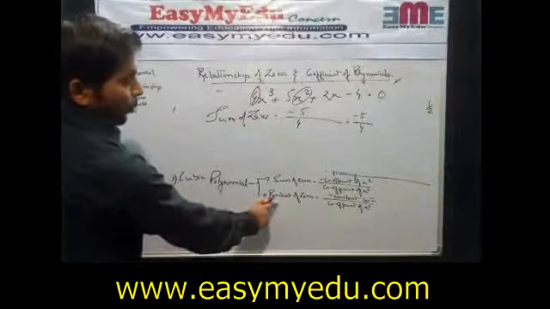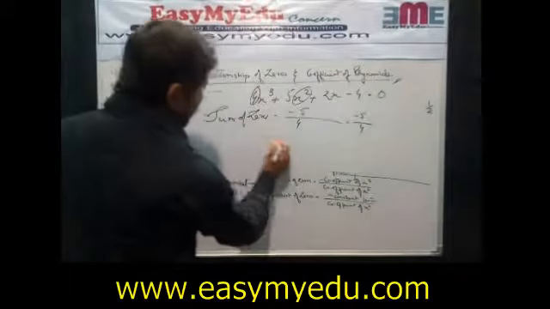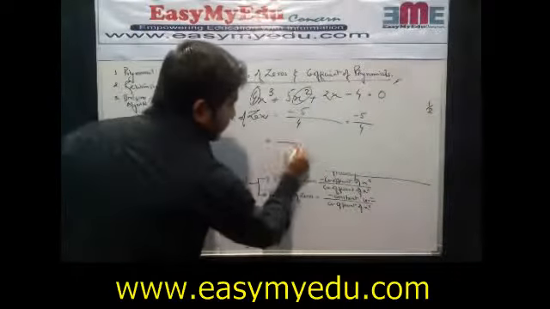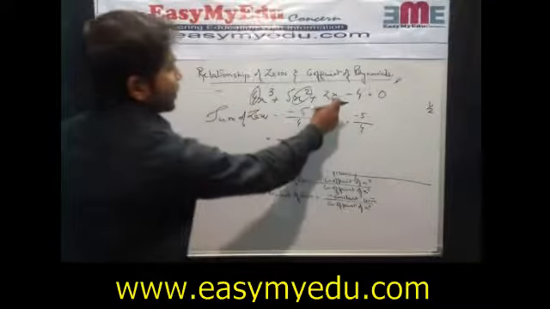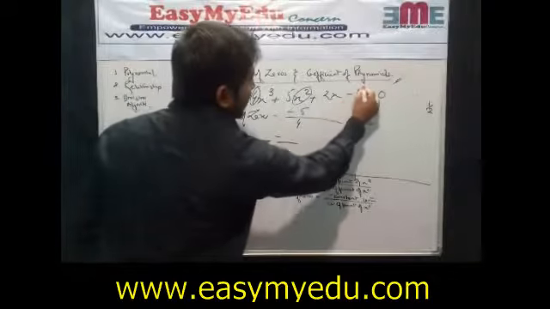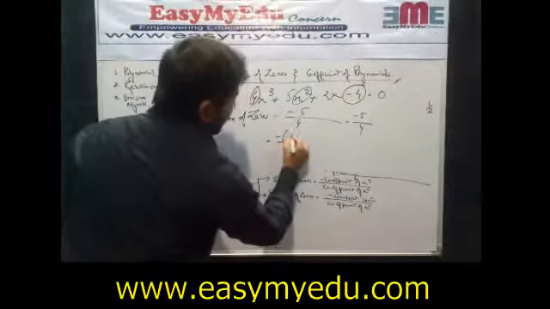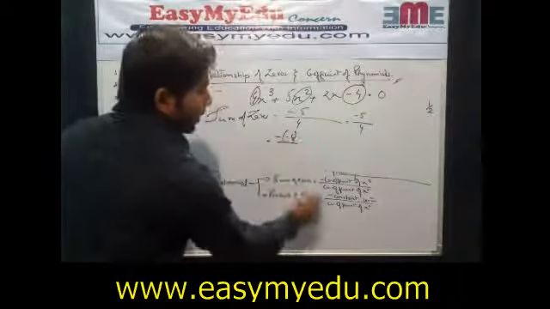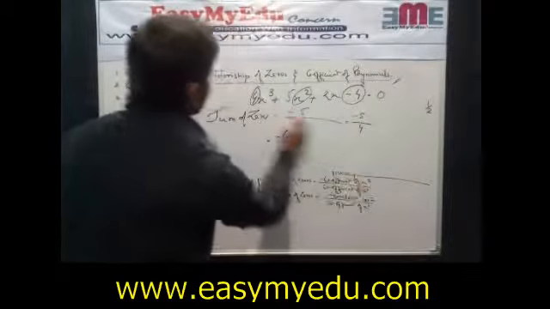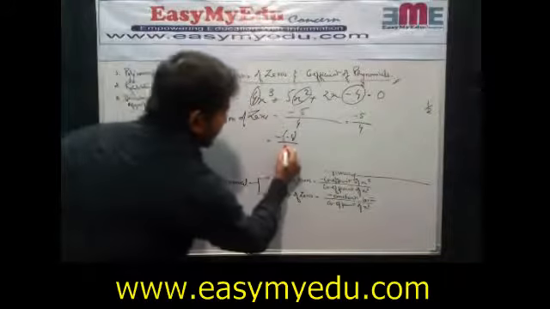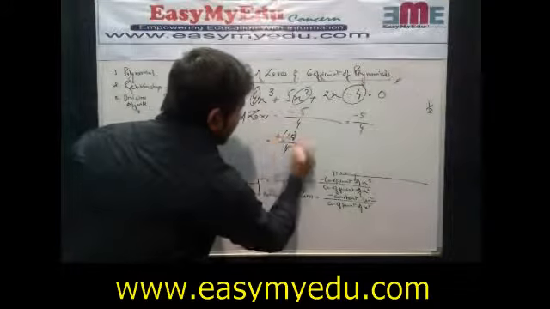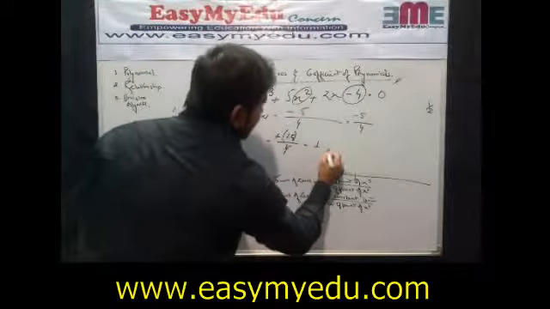The final one is the product of zeros. The product of zeros is equal to minus the constant term. Here the constant term is minus 4. So here comes minus minus 4 divided by the coefficient of x cube. Here the coefficient of x cube is 4. Minus minus becomes plus, so the answer is 1.